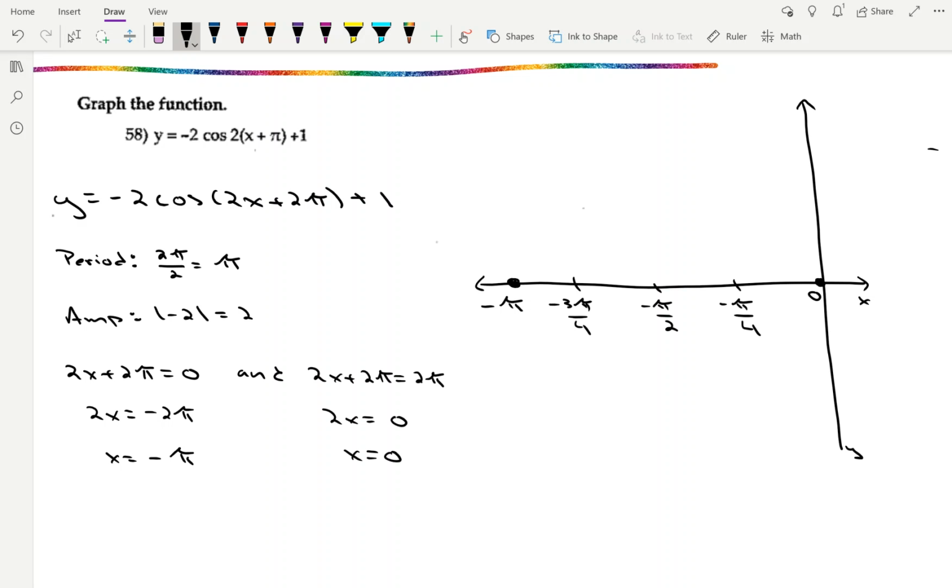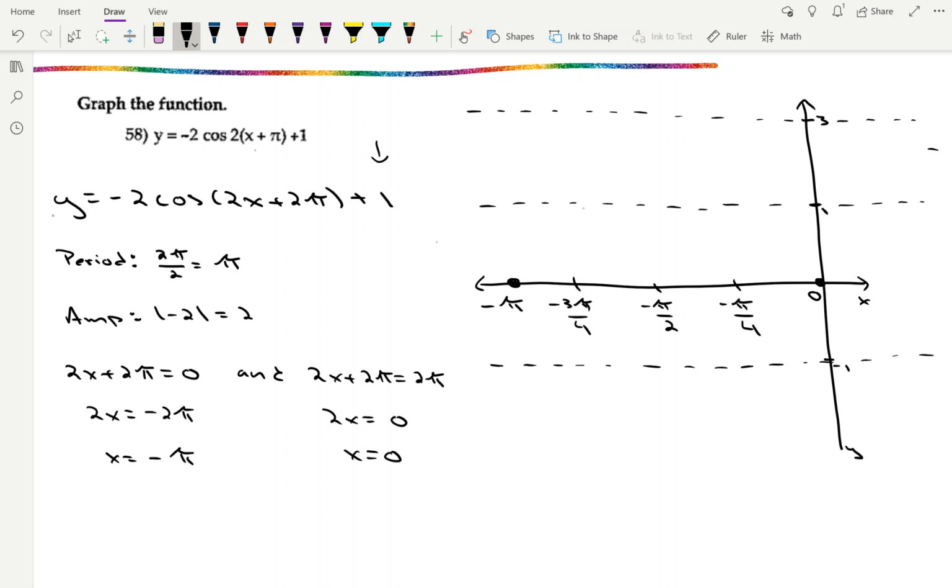The other thing you want to realize is that this thing shifts up 1. So we're going to put a little mark here at 1. Okay, and we'll put in some dotted lines. We know the amplitude is 2, so we've got to go up 2. So that'll be at 3. And then down 2 would be at -1 down here. So we get some space here. And I think we're ready to rock here.